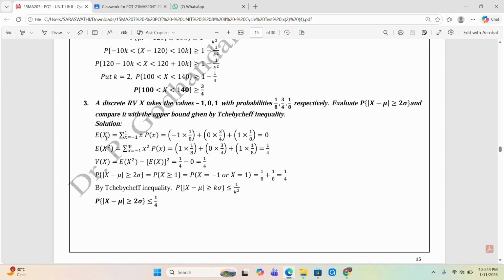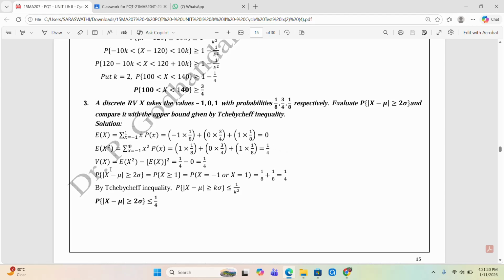So first E of x, summation of x into P of x: minus 1 into 1 by 8 plus 0 into 3 by 4 plus 1 into 1 by 8. After we multiply and add these three, it is equal to 0. Now E of x square, we have the formula summation of x square into P of x. So minus 1 whole square into 1 by 8 plus 0 square into 3 by 4 plus 1 square into 1 by 8. After we simplify, we have the answer E of x square equal to 1 by 4.